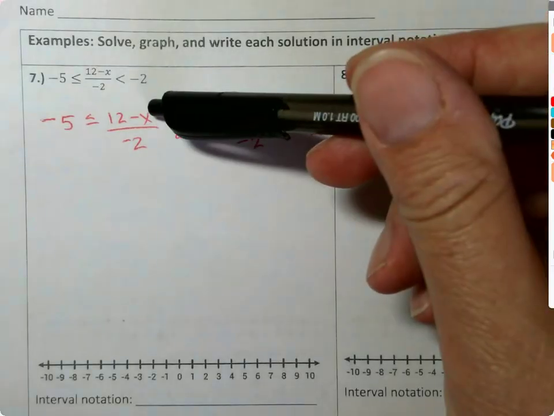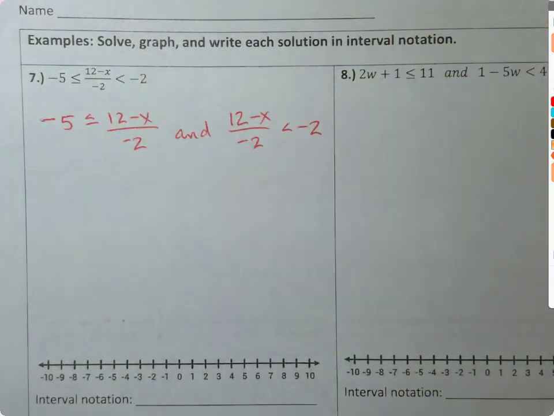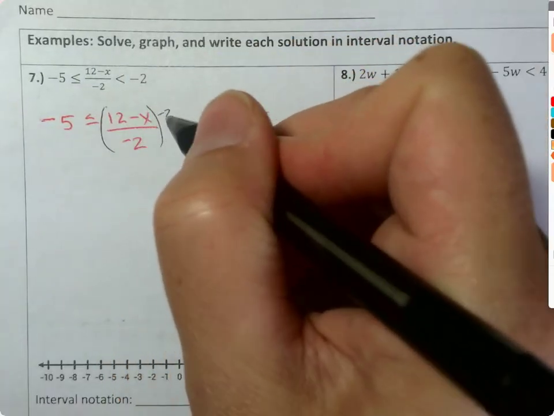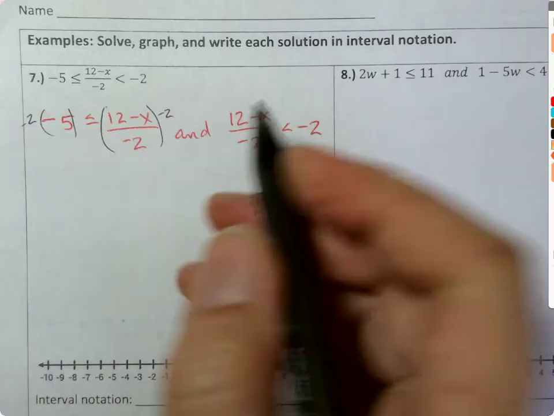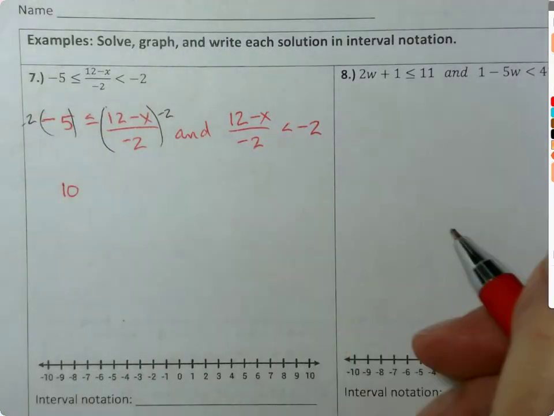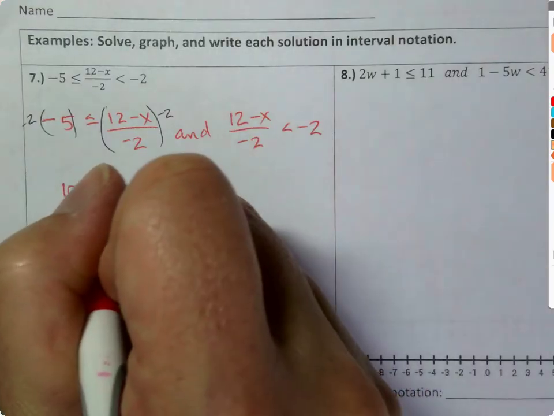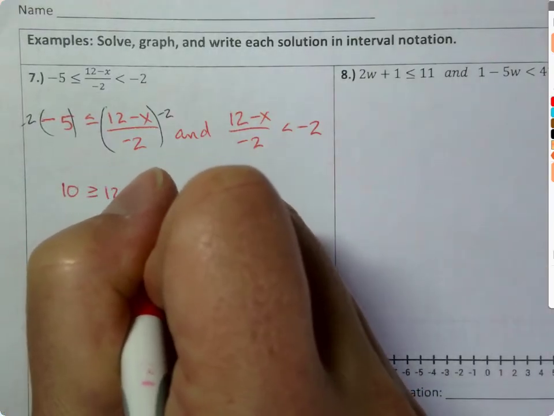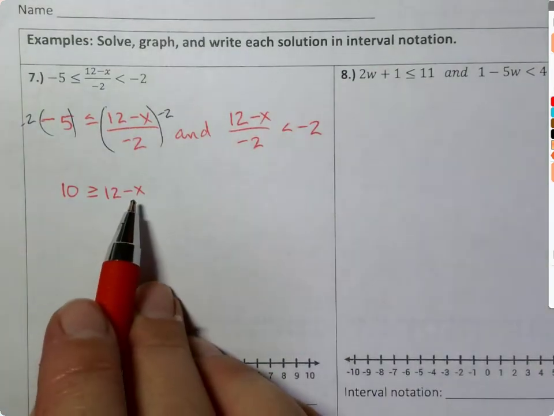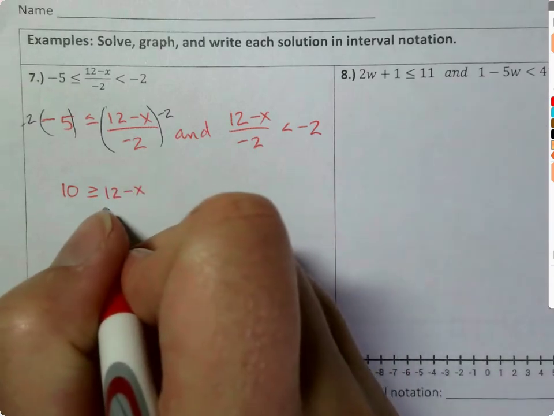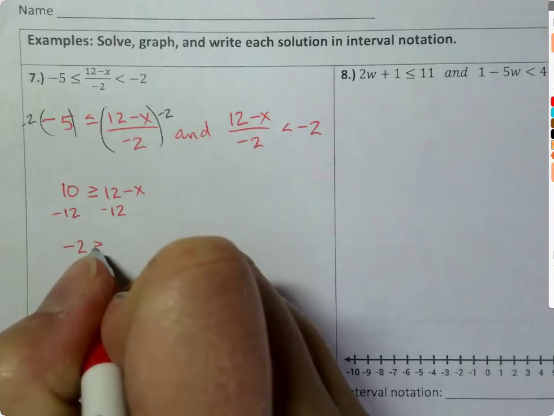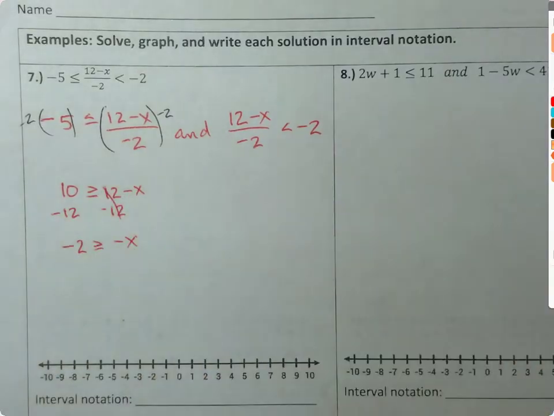I need to get to this x. I have to get rid of that division first. What's in the numerator is like it's in parentheses. So I'm going to multiply by -2 to both sides. And that gives me positive 10. What do I need to do? Flip my inequality: is greater than or equal to 12 minus x. Okay, now I'm going to leave the x where it's at. You can move it, I'm going to leave it. I'm going to subtract the 12. So right now I have -2 is greater than or equal to -x.